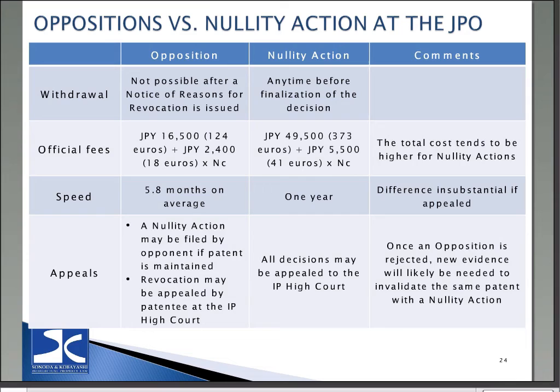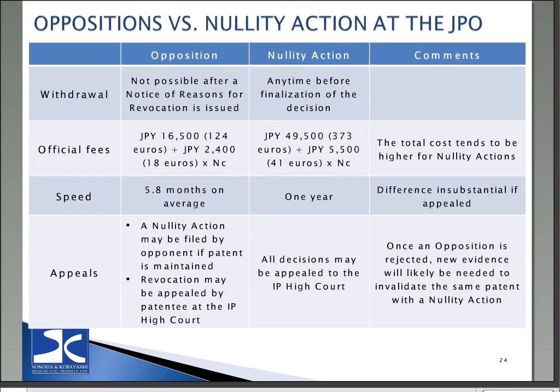yet finalized, because you can file an appeal to the IP High Court, for which you have usually more than 30 days. And within these 30 days, you can withdraw your nullity action, and everything will become indefinite. But in opposition, because of this, you cannot withdraw opposition after the issuance of a reason for revocation. It is difficult to use the opposition as a tool for negotiation.